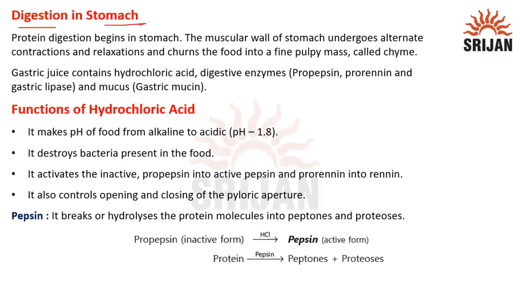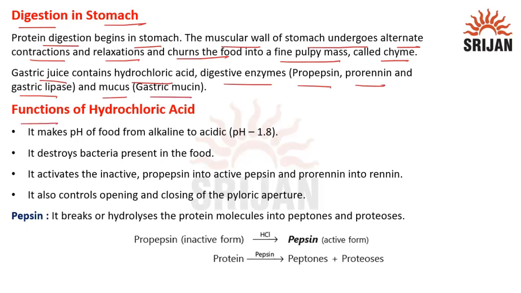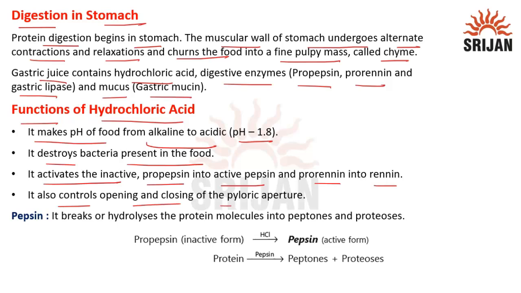Then digestion in the stomach. Protein digestion begins in the stomach. The muscular wall of the stomach undergoes alternate contractions and relaxations and churns the food into a fine pulpy mass called chyme. Gastric juice contains hydrochloric acid, digestive enzymes propepsin, prorenin, and gastric lipase, and mucus, that is gastric mucin. Functions of hydrochloric acid: it makes the pH of food from alkaline to acidic, that means pH is 1.8. It destroys bacteria present in the food. It activates the inactive propepsin into active pepsin and prorenin into renin. It also controls opening and closing of the pyloric aperture.